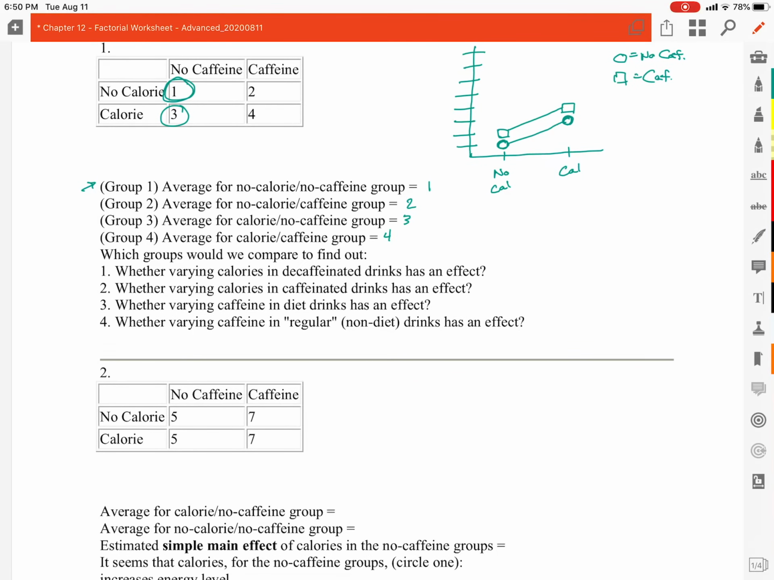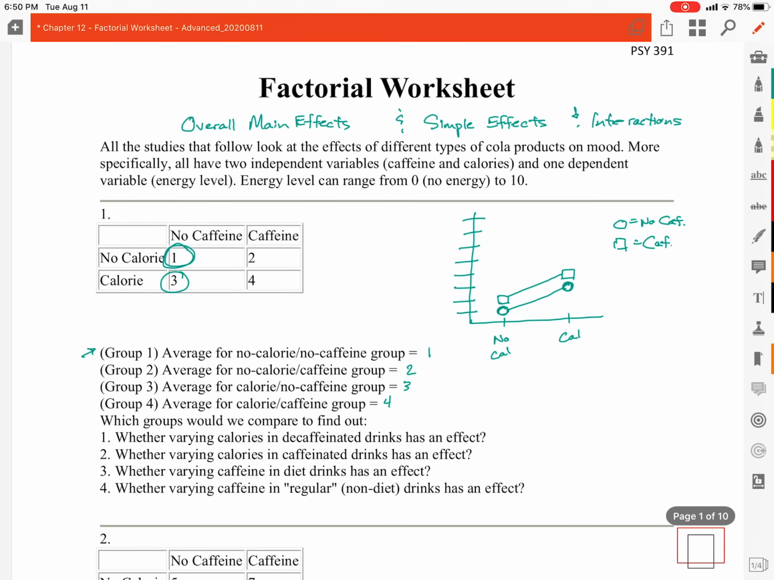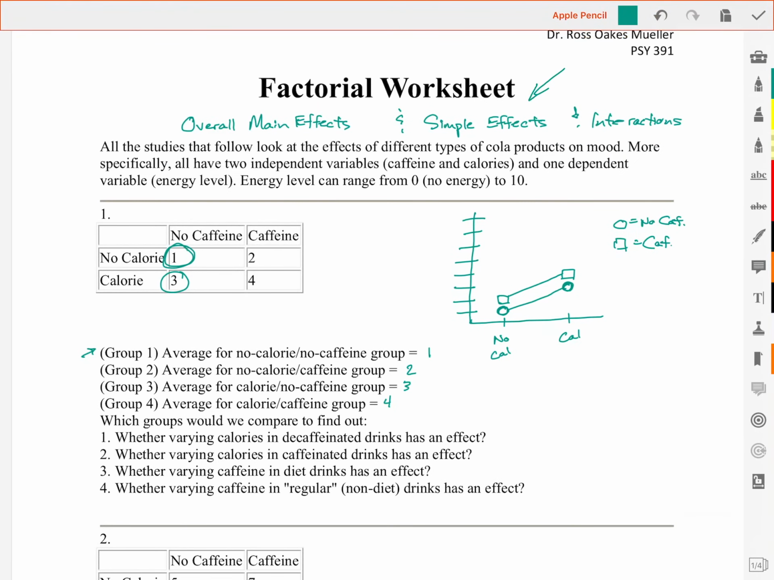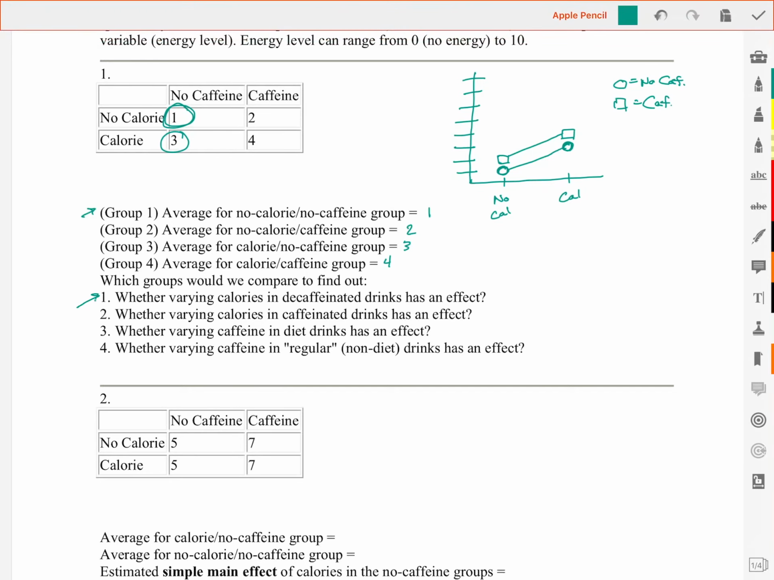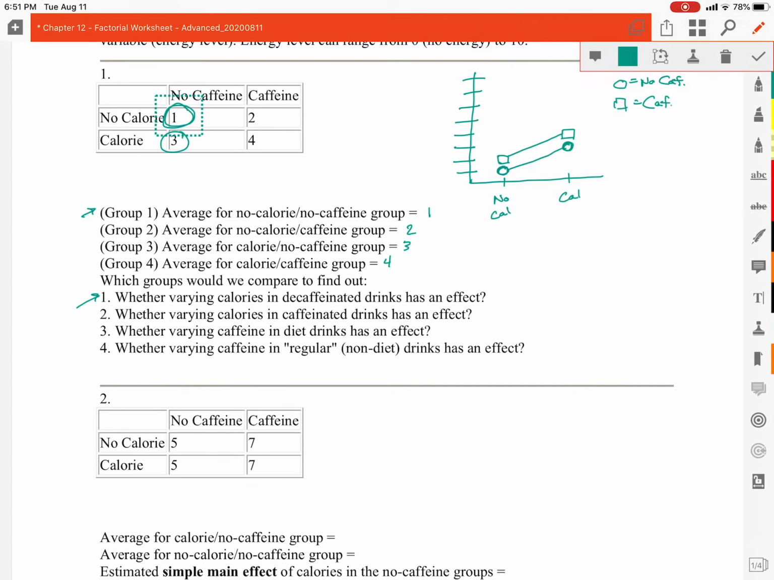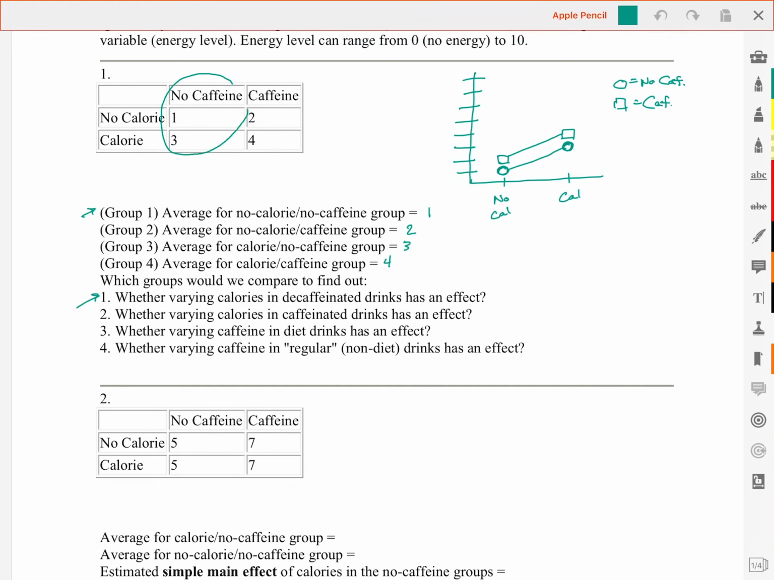So now we're going to make some specific comparisons. What we're looking to do is figure out what are the simple effects. The simple effects, as you may remember, mean that we're only looking at 2 of the points, not all the points. So let's take a look at this very first one. Which groups would we compare to find out whether varying calories in decaffeinated drinks has an effect? So we're just going to look at decaffeinated drinks.